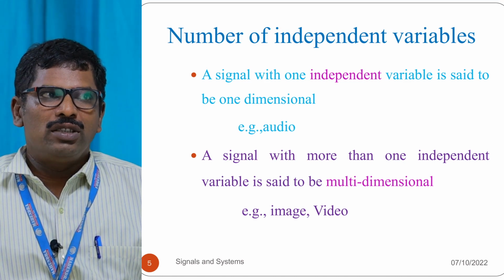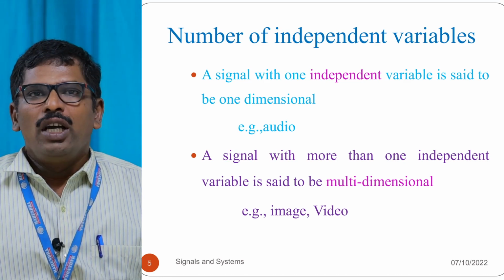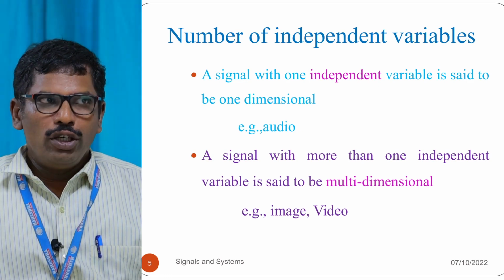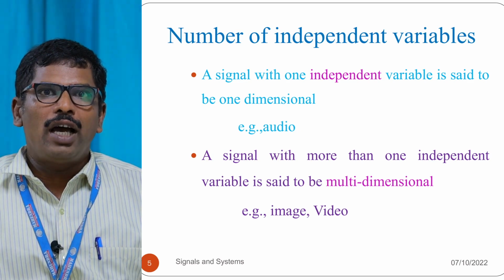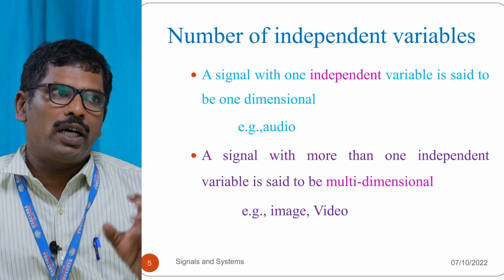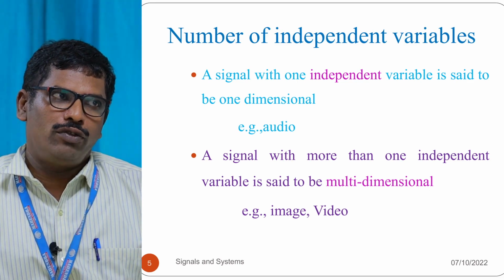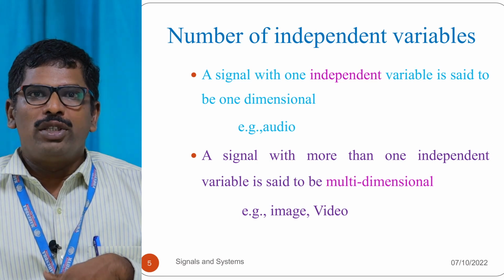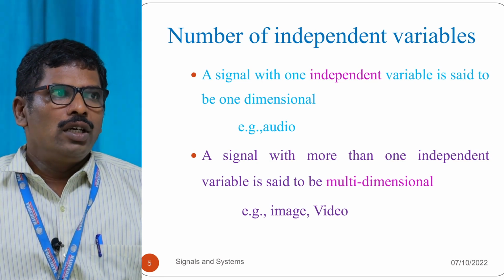What's the difference between an image and a video? It is so simple. An image is a photograph, and a video is also photographs, but a video will have some information about time, at what time this image should be displayed. So an image is a two-dimensional signal and a video is a three-dimensional signal, that's all.